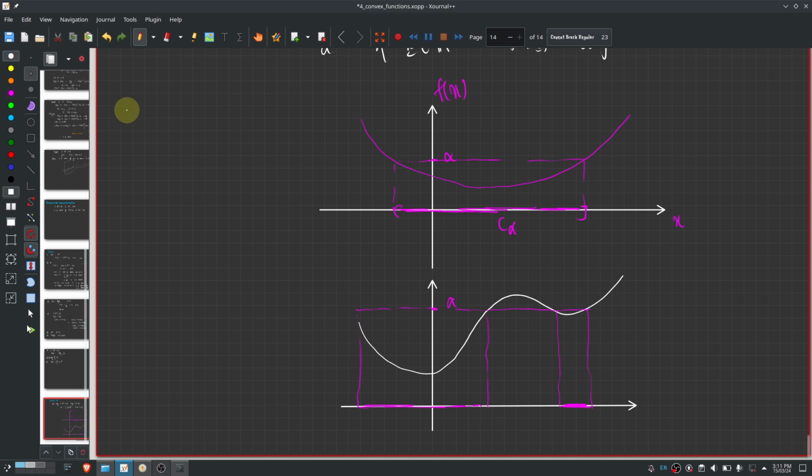Sir, can we say that product is convex because the sublevel is only one set? So I'll come to that in just one minute, right?